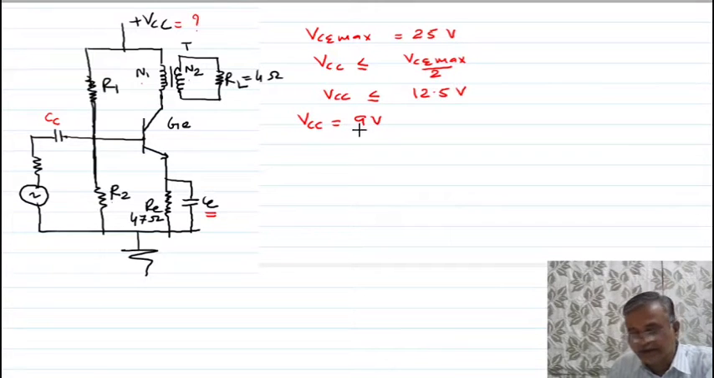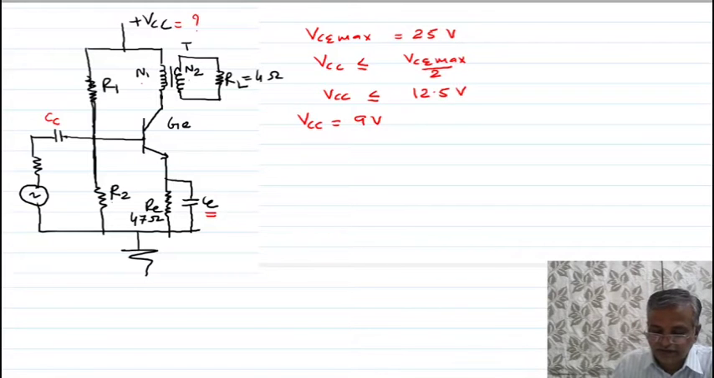So why have I taken 9 volt? The reason is that a 9 volt battery is available in the market. So you can easily take the 9 volt battery and connect it here. Now, my first value I have decided: 9 volt battery.